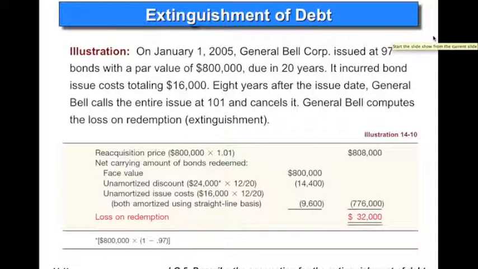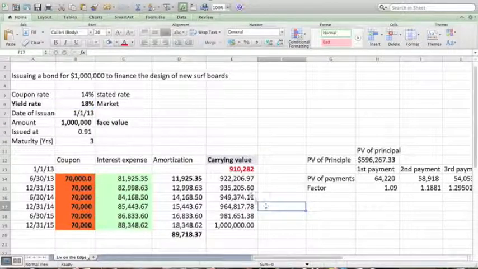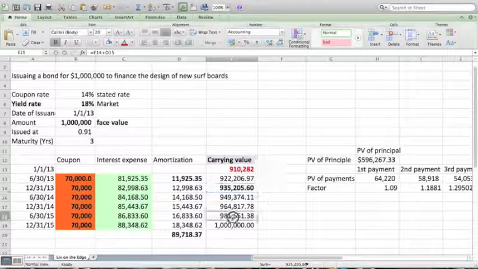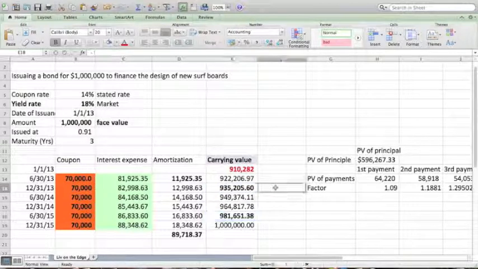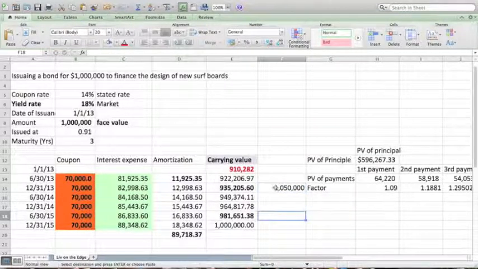Now, when we have extinguishment of debt, it's all about the carrying value of the bond as opposed to the price you extinguish it at. So, for example, if I say I'm going to extinguish this debt at 2 different points, one is here 12/31/13, and the other one is 6/30/15. And I'm going to tell you I'm going to buy it back for $1,050,000 in both pieces. Okay?